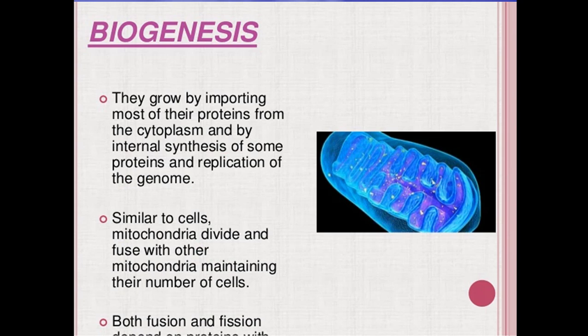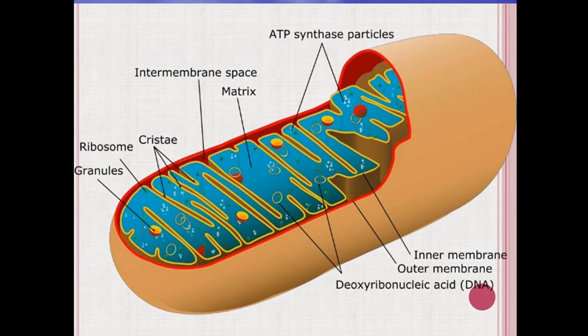Similar to the cells, the newly formed mitochondria started to divide and fuse with other mitochondria, thereby maintaining their number. Both fusion and fission were very common practice there. So in the process of evolution, this aerobic bacteria ultimately evolved, or changed, into a new structure known as the mitochondria.